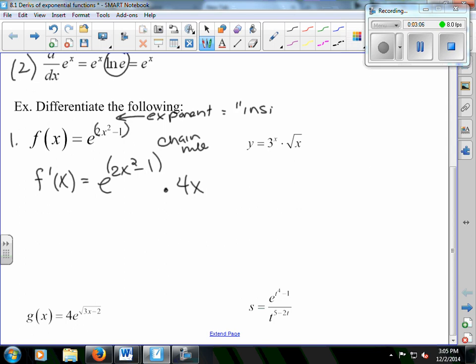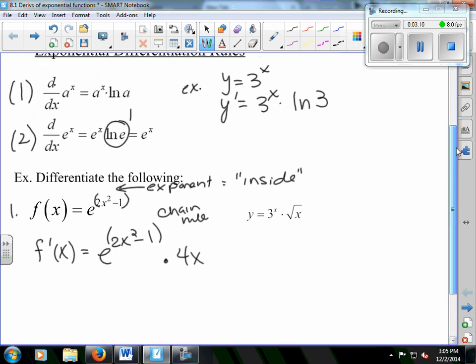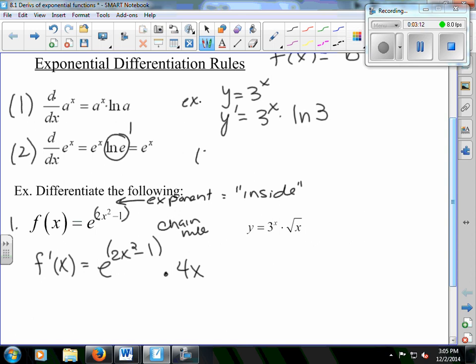All right. And so the derivative in terms of a chain rule formula, let's go back up here. The derivative of a to the f of x is a to the f of x times the natural log of a times f prime of x, because that would be your chain rule.